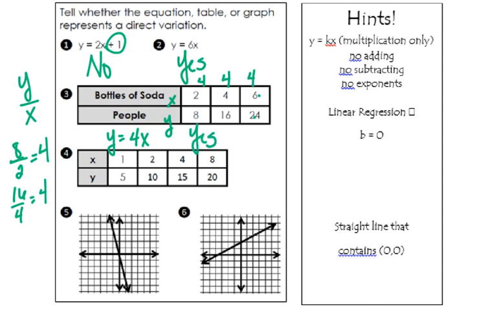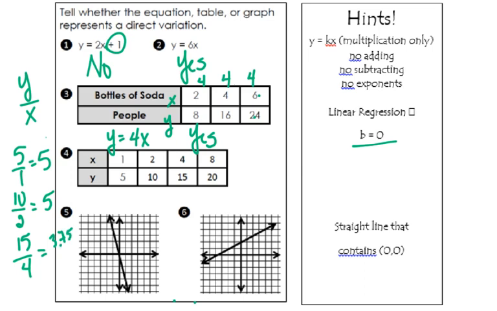You can also put this in stat in your calculator, make a list, and do linear regression on it. If b equals 0, then you know you're dealing with direct variation. On this next table, you could do the same thing: y divided by x. 5 divided by 1 gives 5. 10 divided by 2 gives 5. But 15 divided by 4, you're not going to get 5 this time. You're going to get 3.75. As soon as that changes, you know that you are no longer dealing with direct variation.